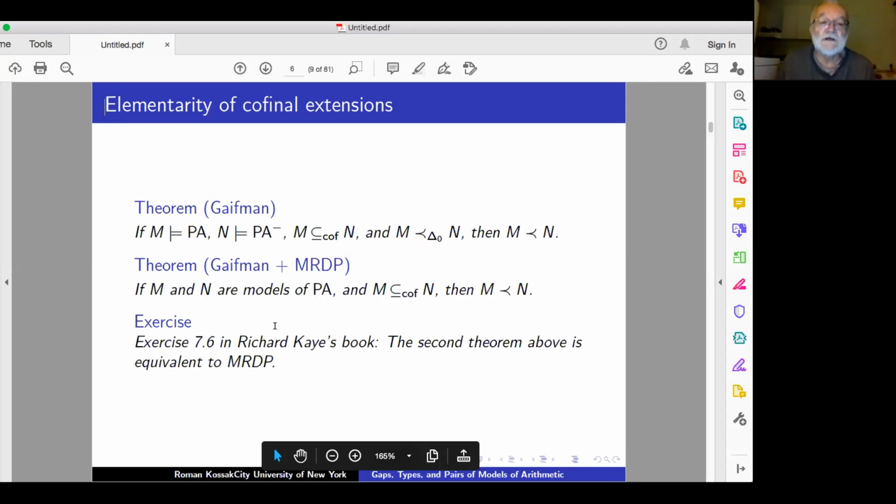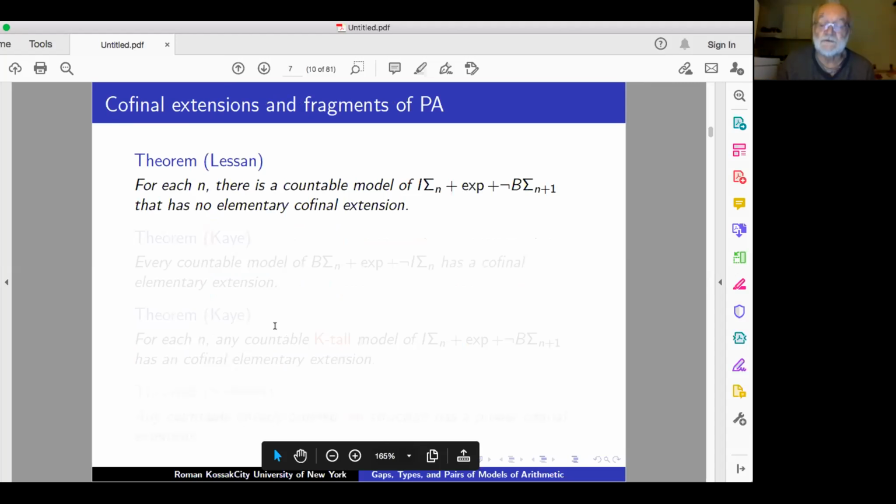There is a very nice exercise. If you haven't done it, you should, in Richard Kaye's book, that if you assume the second theorem, then you can actually prove the MRDP theorem. So this is a model theoretic expression of the result itself. So there is something deep in it. But anyway, this is very special about models of PA. And I just wanted to say a couple of words about why all of this applies to PA and not some more general theories or fragments.